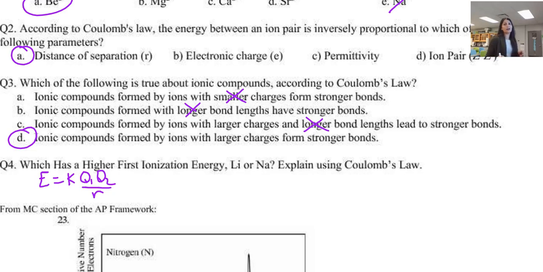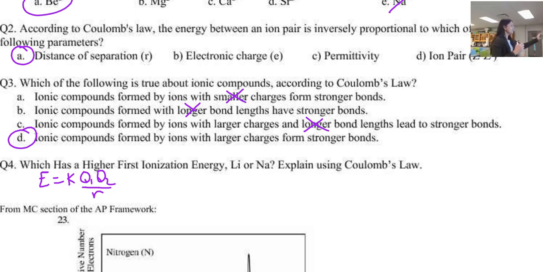So since they're both alkali metals, they both have the same charge. If I'm talking about ionization energy, they're both going to form ions with the same charge. So it would be like Li+ or Na+. Both of these are actually neutral anyway, so they're not even charged, so I shouldn't even be looking at that. The only thing I can really look at right now is the distance between them.